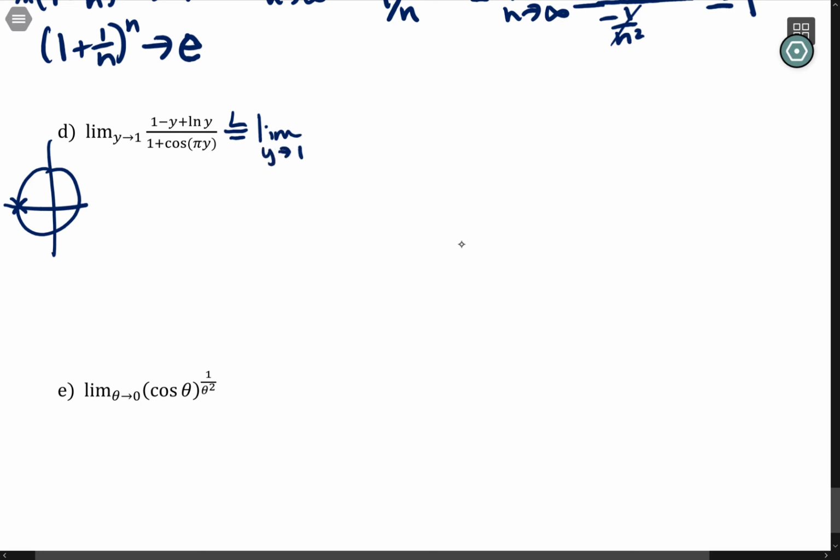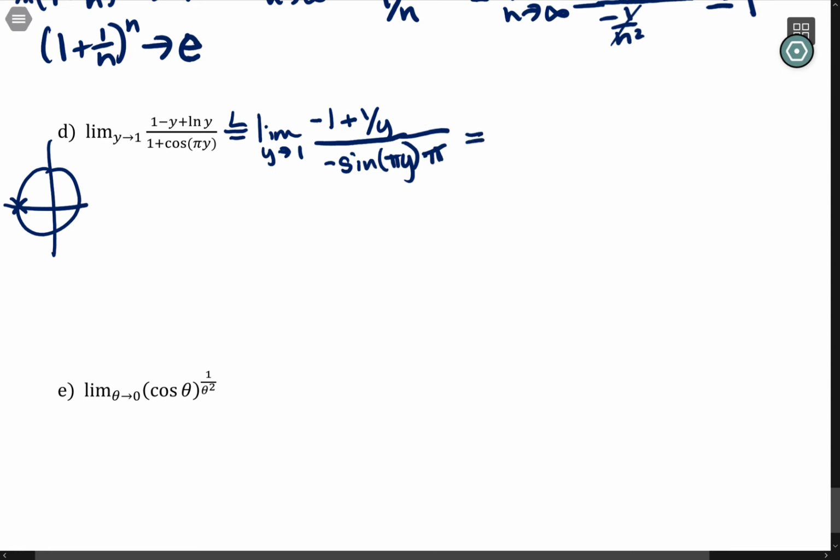Okay, so on the top, derivative of 1 is 0. The derivative of minus y is minus 1. The derivative of natural log y is 1 over y. And then on the bottom, derivative of 1 is 0. Derivative of cosine is minus sine pi y. And then I need to chain out a pi.